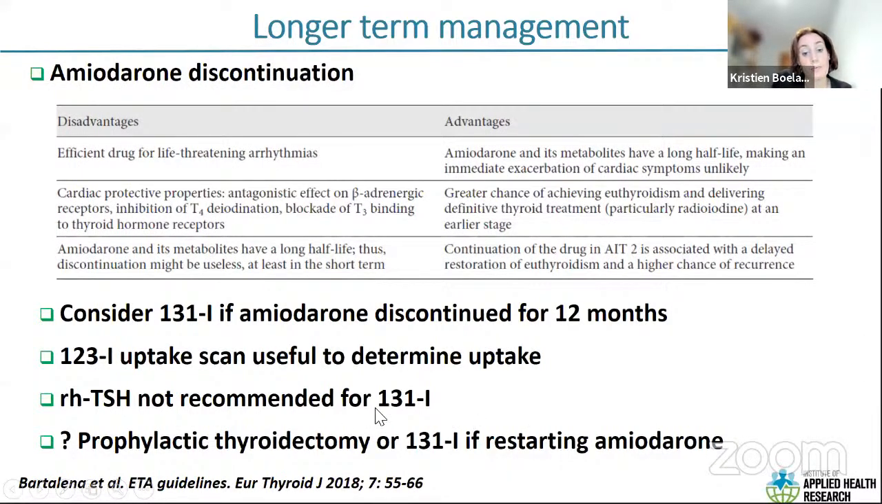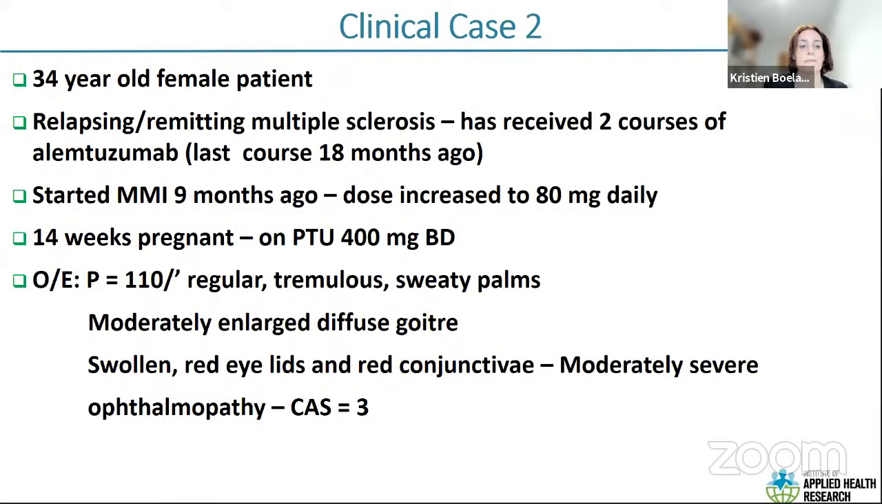I have also had a number of patients who have had previous amiodarone-induced thyrotoxicosis, where the cardiologist says, look, we would really like to restart this, they're euthyroid at this point. And in some of these patients, I have recommended radioactive iodine to ablate the thyroid gland or a prophylactic thyroidectomy.